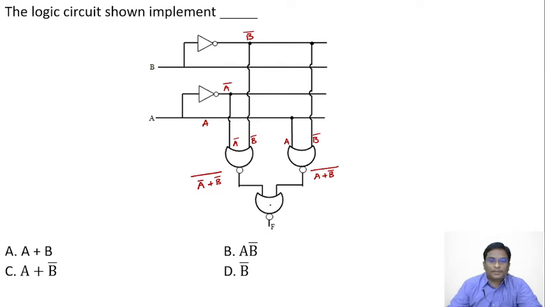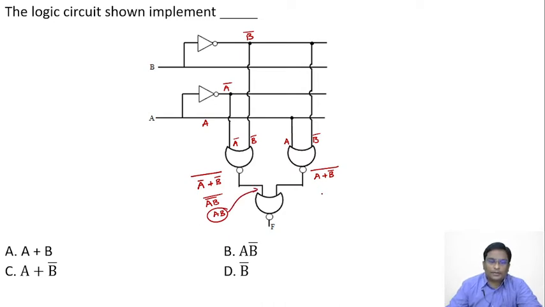A plus B bar whole bar. Simple. Or if you can rewrite it like (A B bar) whole bar, or this is nothing but AB. Whatever the input applied here, it's nothing but AB.